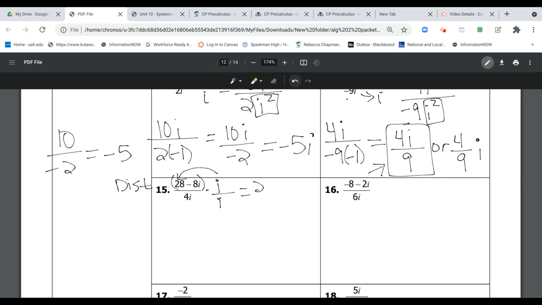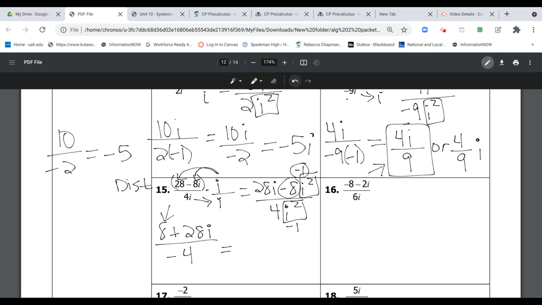So i times 28 is 28i, and i times negative 8i is negative 8i squared. So be very careful. Across the bottom, I get 4i squared. Now, this turns to -1, so I end up with 8 plus 28i over -4. Both of those i squares turn to -1, so -8 times -1 is +8, and 4 times -1 turns into -4. Now, I am going to have to separate that so that I can get it into a plus bi format, which is what my directions said.